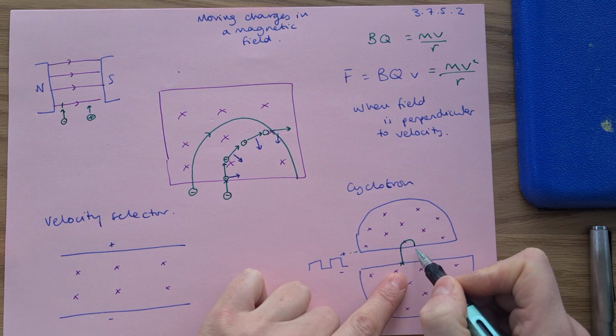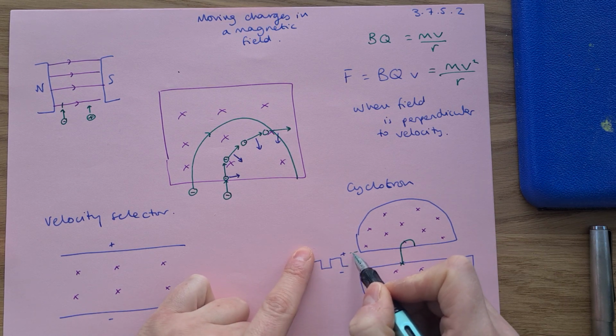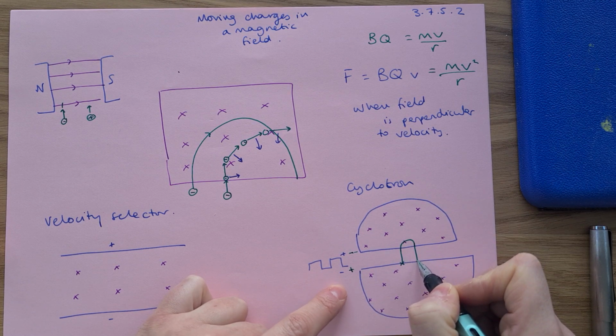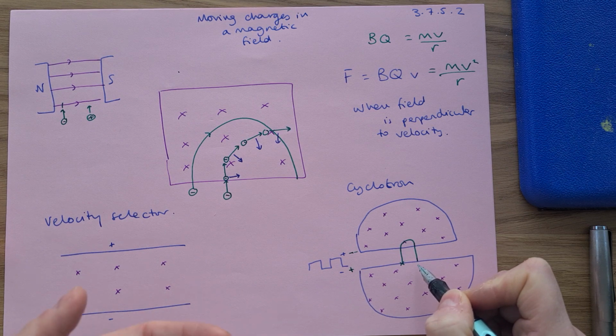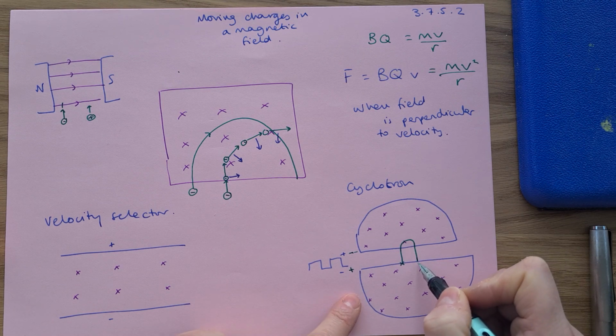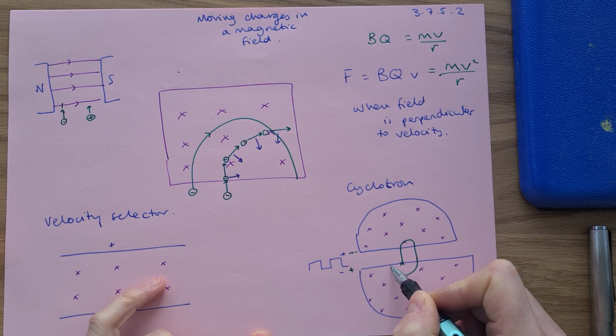Then they flip this. So now it's negative there, positive there. So now they accelerate down here. Now they're going faster, right? Every time they go through this electric field, they get faster. Their velocity increases. And because the velocity increases, the radius is going to be bigger. So we get a bigger radius.